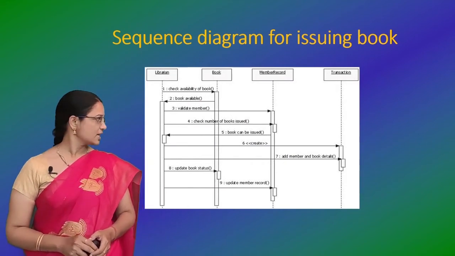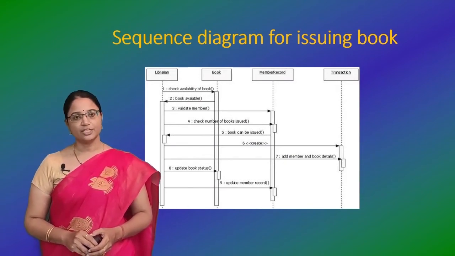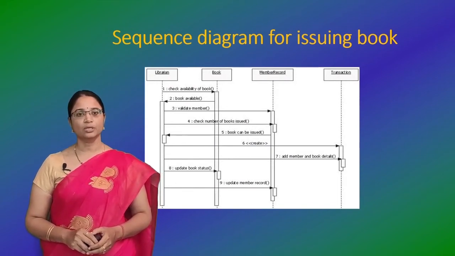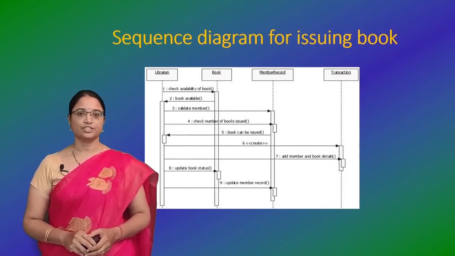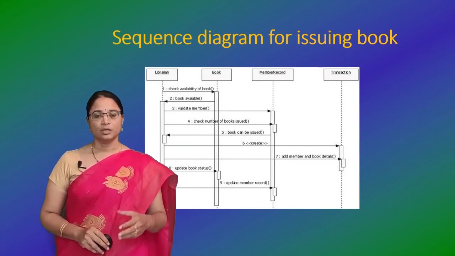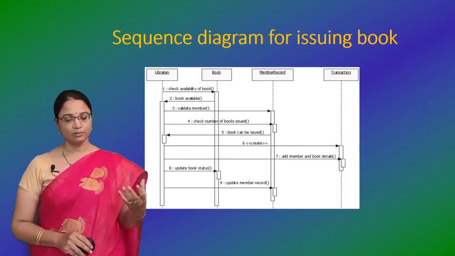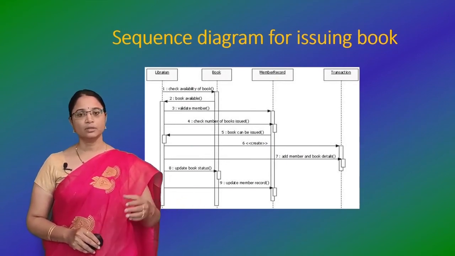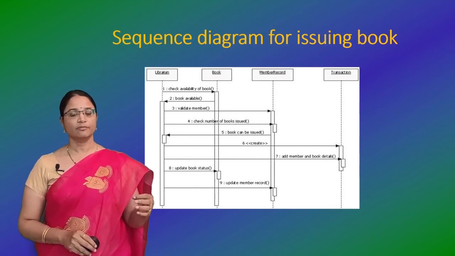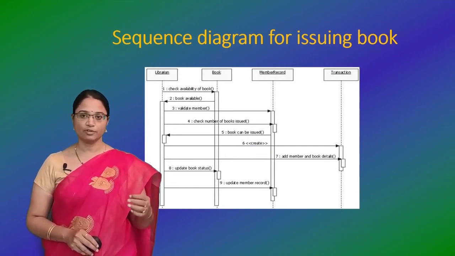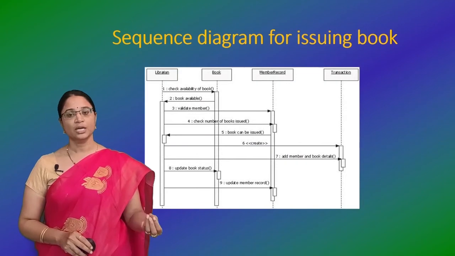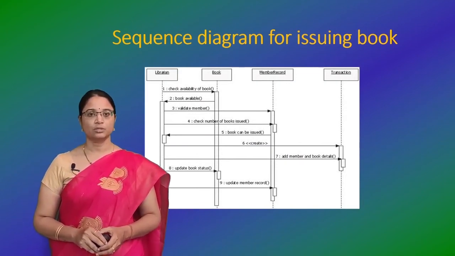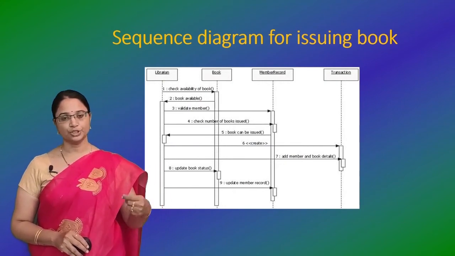Here let's see an example of a sequence diagram for issuing a book. We have objects like librarian, book, member record, and transaction. First of all, if you want to issue a book, this is the purpose of the librarian. He needs to check whether the book is available in the library or not. Once the book is available, he can issue the book. The next thing he needs to identify is whether the person is a member of the library or not. This is what he needs to verify before issuing the book.